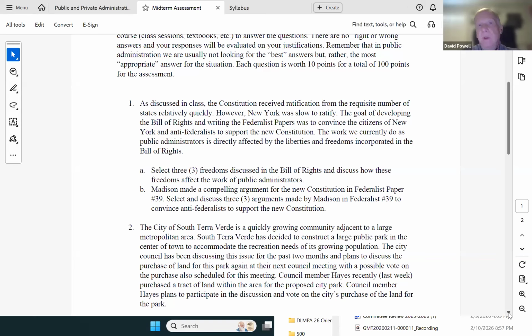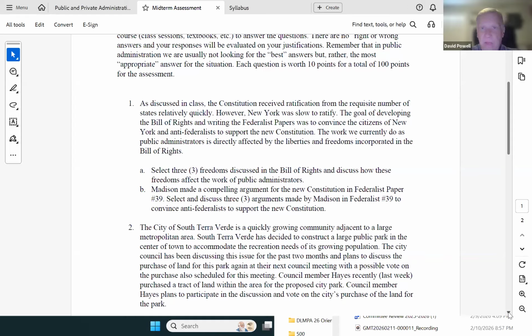The freedoms and liberties that were incorporated in the Bill of Rights are of great import to us as public administrators because if we are to maintain our qualified good faith immunity, we need to understand what those liberties are and the constitutional rights of people that we are dealing with, and then endeavor not to violate those rights. So in question 1A, I ask that you select three freedoms discussed in the Bill of Rights and discuss how these freedoms affect the work of public administrators.